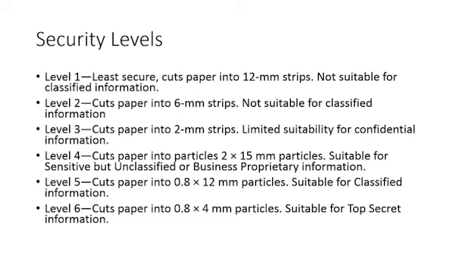We have level 2, which cuts paper into 6mm strips. So we're getting smaller now, right? We're going to have more strips and they're smaller. Again, not suitable for classified information. Level 3, now we're getting even smaller. We're going to 2mm strips. This is somewhat suitable for confidential information. Level 4, now we're cutting paper into 2x15mm particles. This is suitable for sensitive information, but for classified or business proprietary information, maybe not so much.